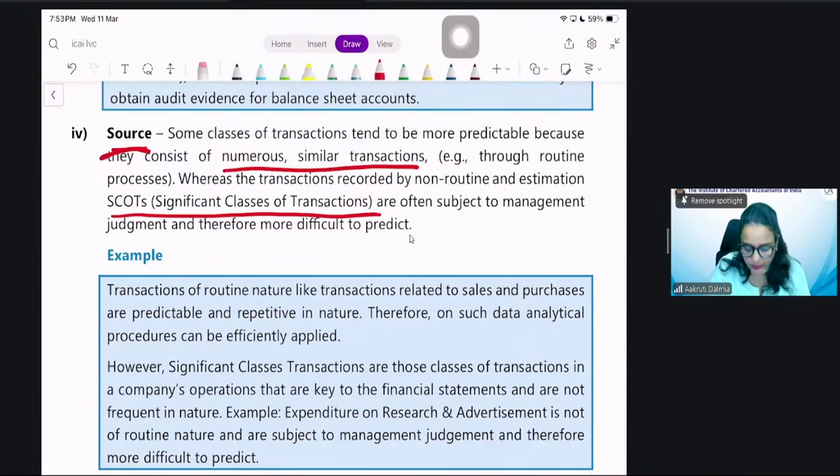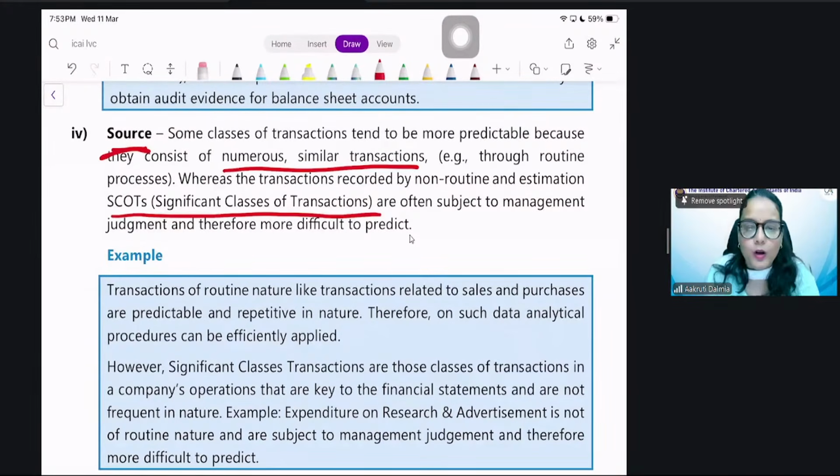Significant class of transactions basically means, let's say Aditi, I am running a pharmaceutical company like Dr. Reddy's. You all know Dr. Reddy's. What is a significant class of transaction in a company like Dr. Reddy's? Research and development expense, yes or no, everyone? In a pharmaceutical company, which one is a significant transaction? Of course, R&D.